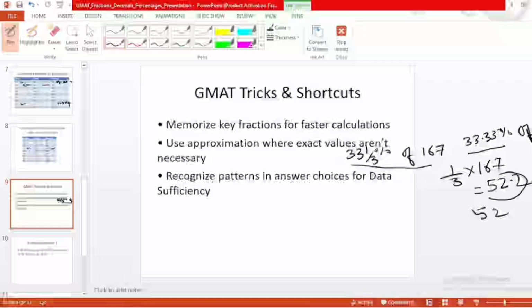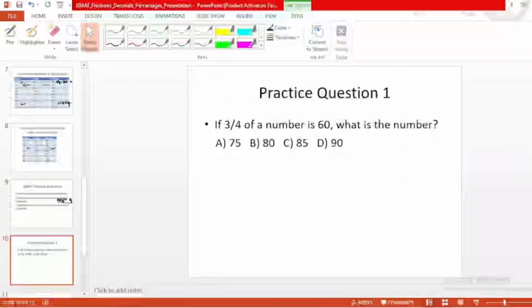Recognize the pattern in answer choices for data sufficiency. This portion I will discuss in detail when we deal with the data sufficiency part. Now we will take up some questions. This is the question on your screen. You will try to solve it. After that, you may check your solution with my answer.